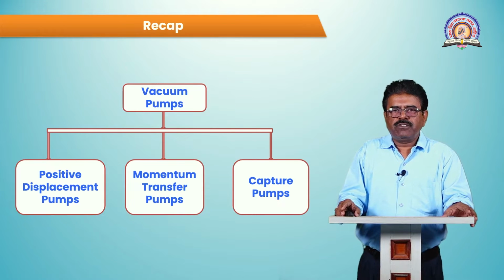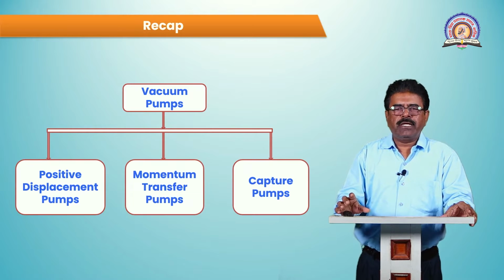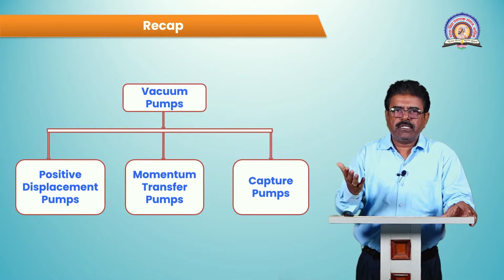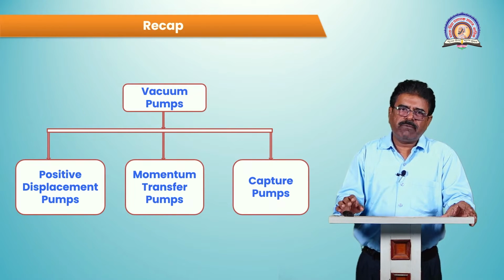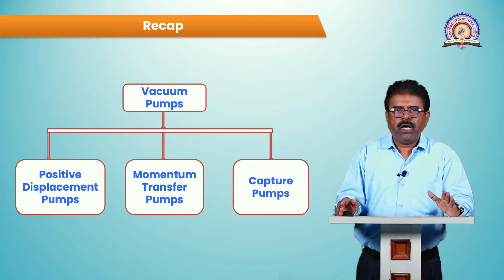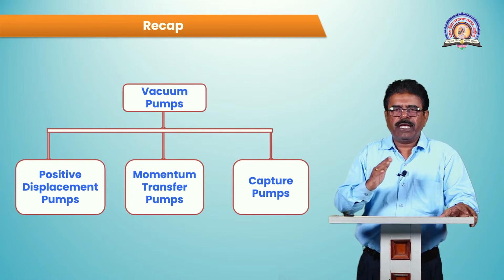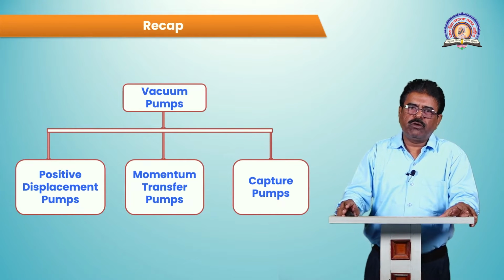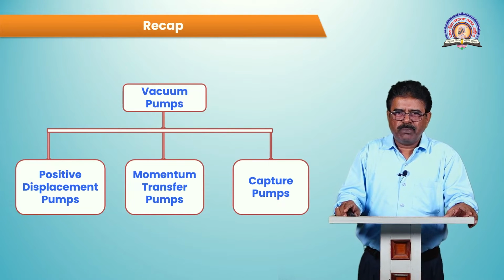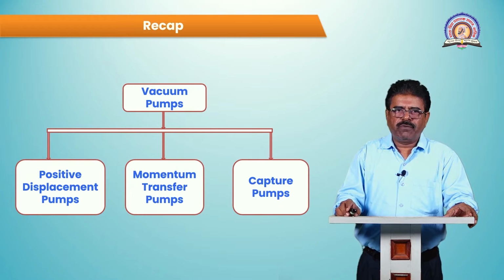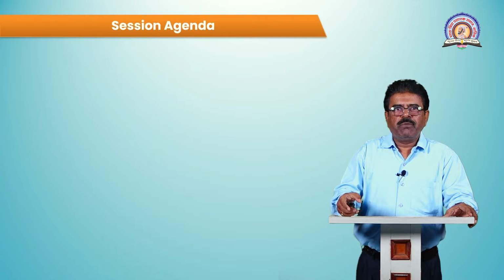Whereas in momentum transfer pumps, very high speed blades or components strike the gas molecule. In this process, they transfer momentum to these gas molecules, and the gas molecules will travel towards the exhaust. This is how in the first two types of vacuum pumps, the vacuum is created or the gas molecules are forced to move out of the vacuum chamber. But the third type, which we are going to study today, capture pumps, is very different from these two. So let us see what are these capture pumps.